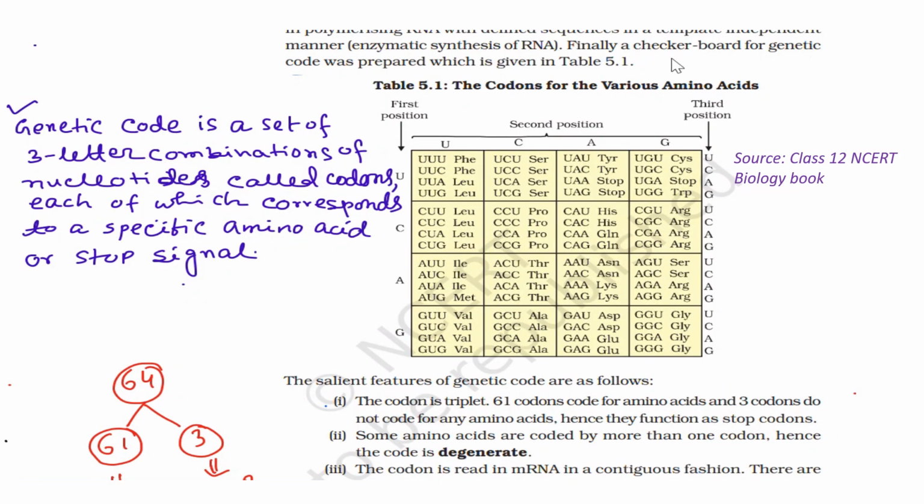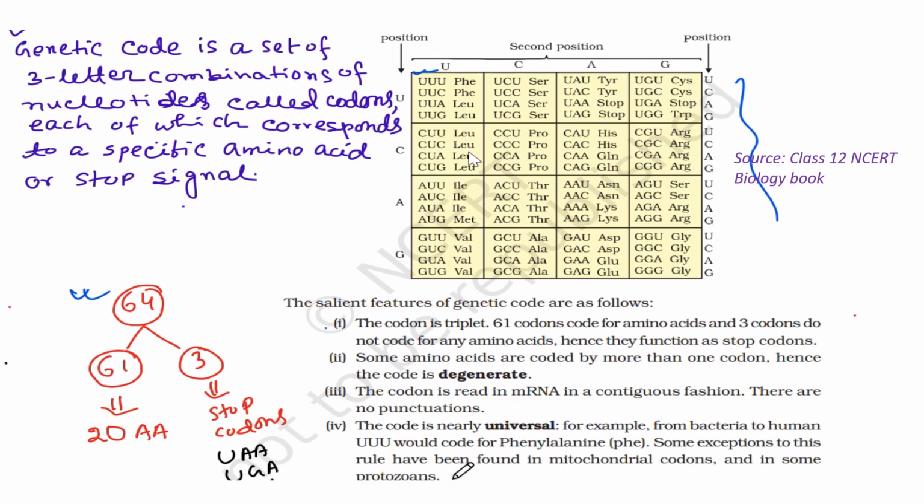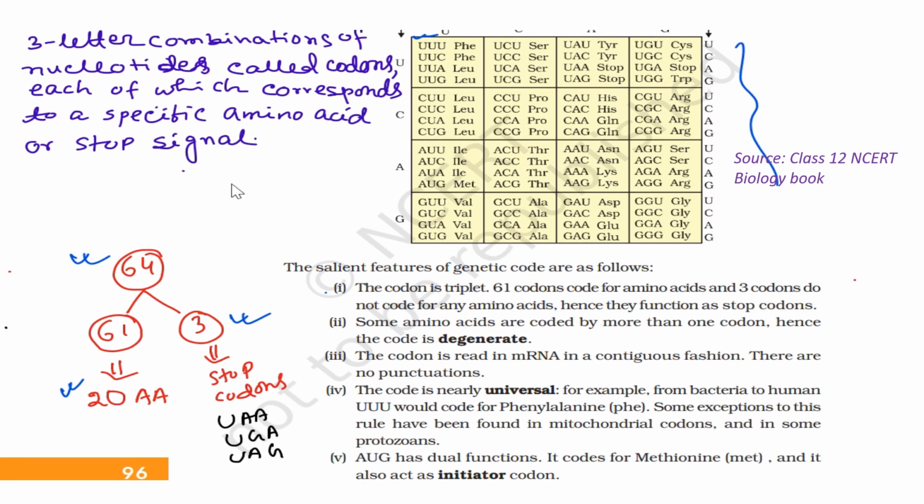In this book, you will find this checkerboard for the genetic code. What is the genetic code? It is a set of three-letter combinations of nucleotides called codons, each of which corresponds to a specific amino acid or stop signal. According to this checkerboard, a total of 64 codons are present, each containing 3 nucleotides, and among the 64 codons, 61 codons represent 20 standard amino acids, whereas the other three codons are stop codons. Those are UAA, UGA, and UAG.